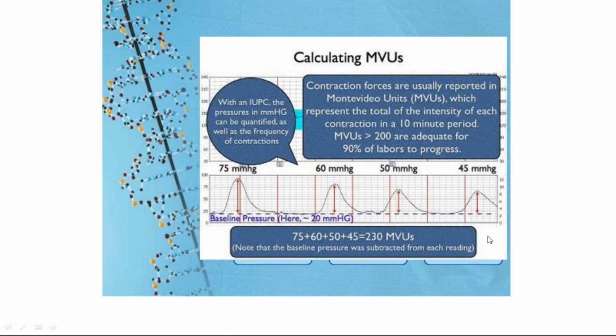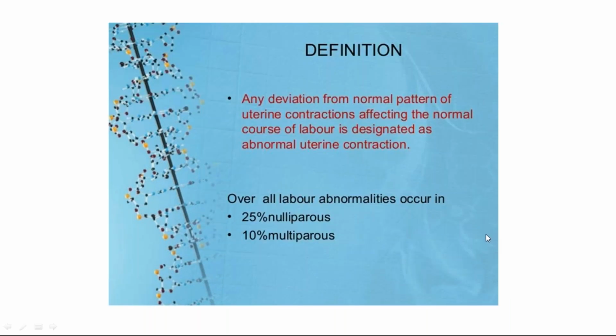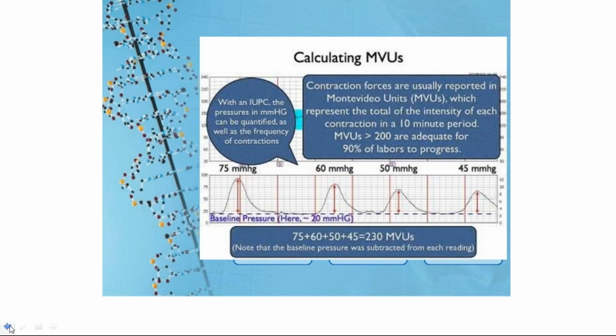Okay, right. So what do you mean by abnormal uterine action? So anything which is deviating from this normal pattern of uterine contraction, which will affect the normal course of labor, is known as an abnormal uterine contraction, right? So of all labor abnormalities, these abnormal uterine actions will occur mostly in nulliparous, that is in primigravida individuals, and 10% of multis, right?